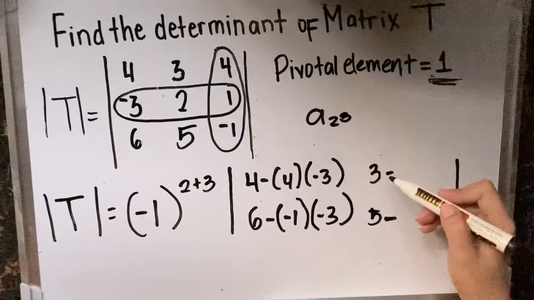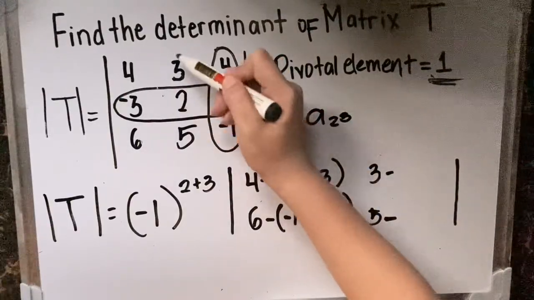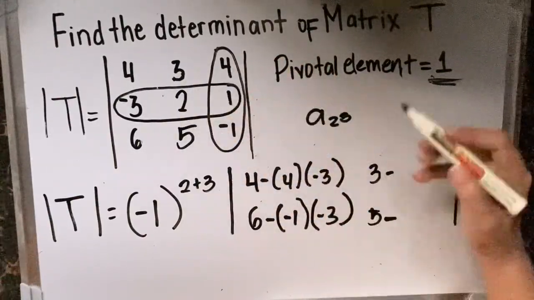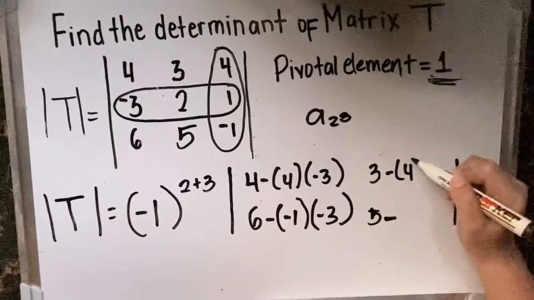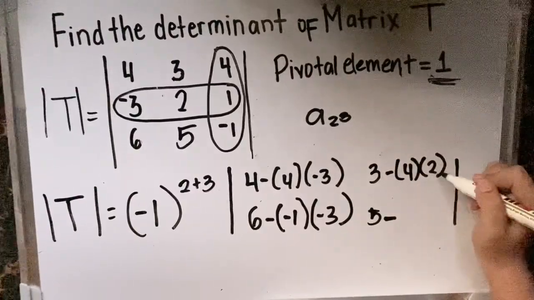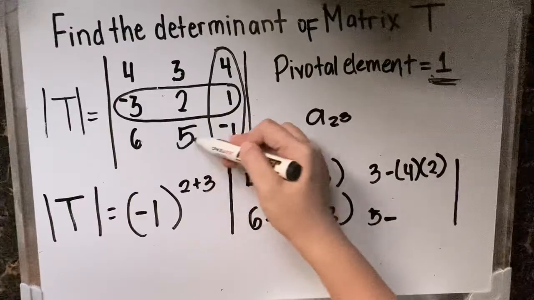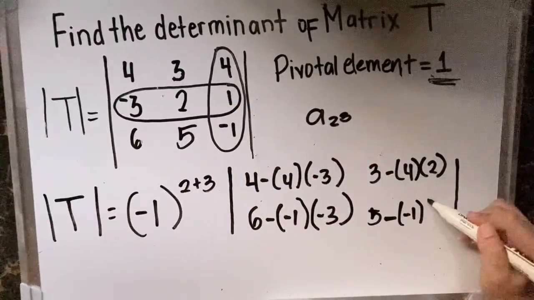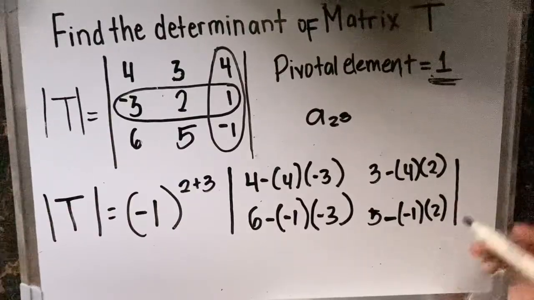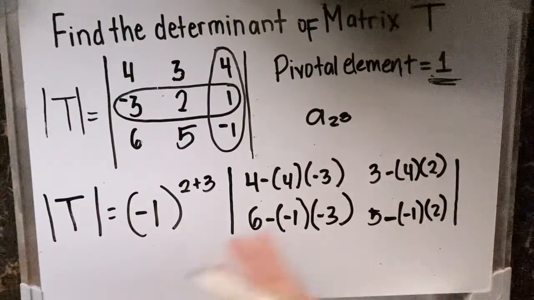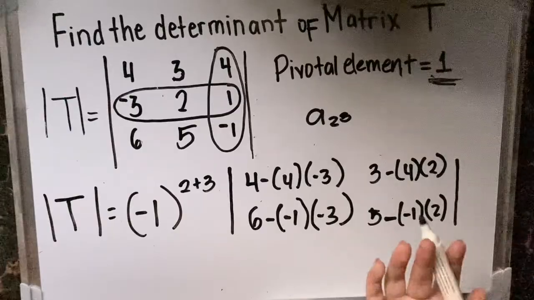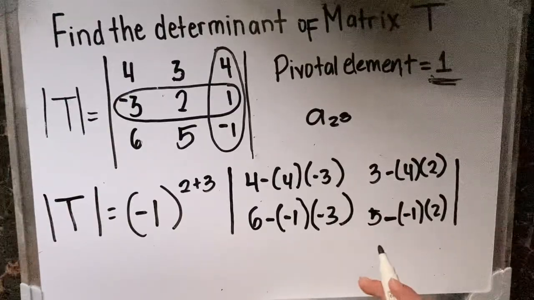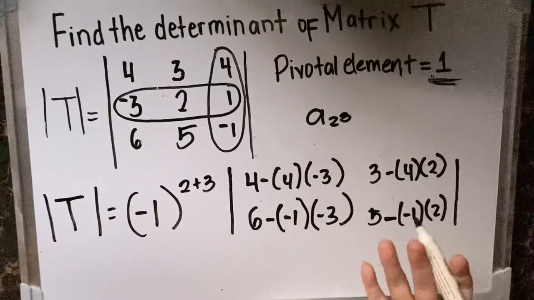So, next, we're going to subtract this sa product ng ating 4 and 2. So, 3 minus the product of 4 times 2. And then, dito naman is negative 1 and 2. So, 5 minus negative 1 times 2. So, hopefully, naiintindihan nyo itong part na to kasi pagdating natin to sa 4x4 or sa 4th order determinant, parehas lang yung magiging solution natin.